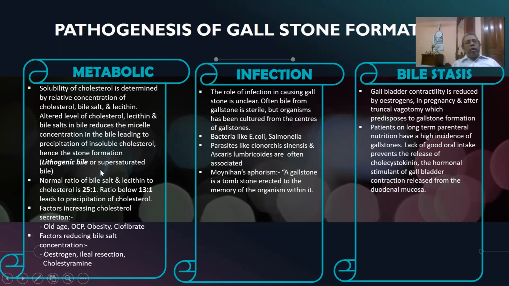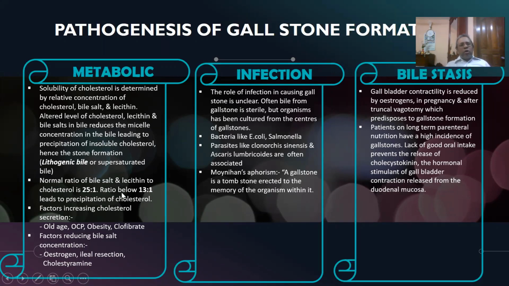So you must know the percentage of the compositions because it is a very important thing. Though it is not written in the new edition of the books, these are written in the older edition books. Sometimes the examiner asks in the exam, what is the relation of the bile salt and lecithin percentage and cholesterol? So the normal ratio of bile salt and lecithin to cholesterol is 25:1. 25% bile salt and lecithin and 1% is the cholesterol.